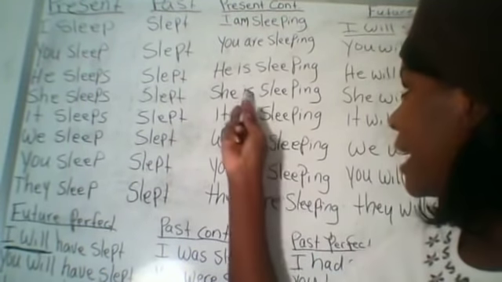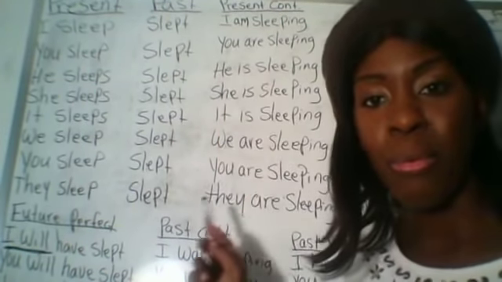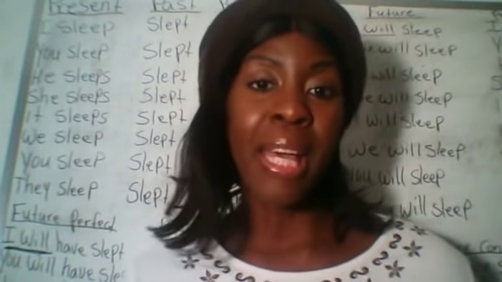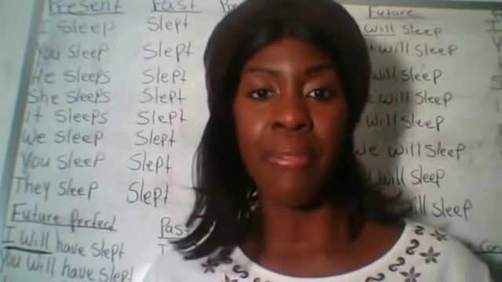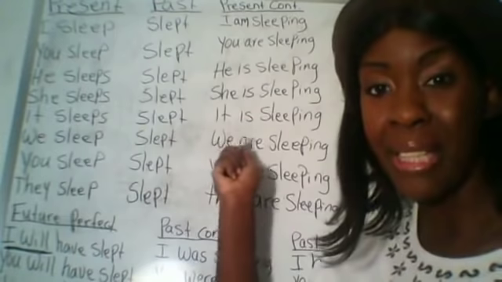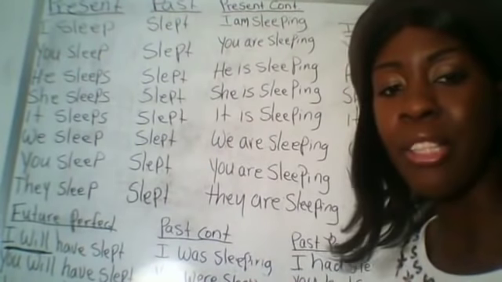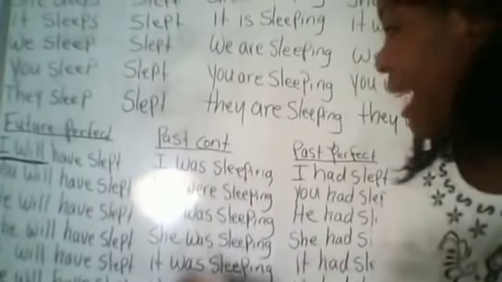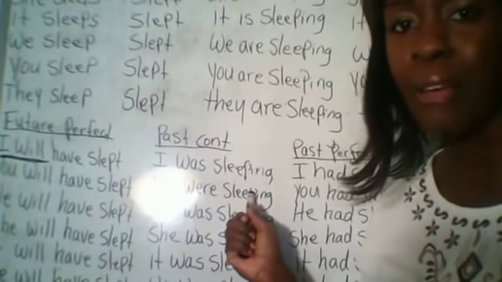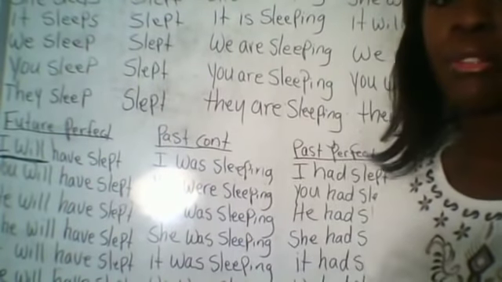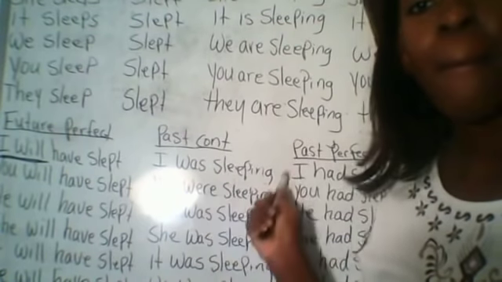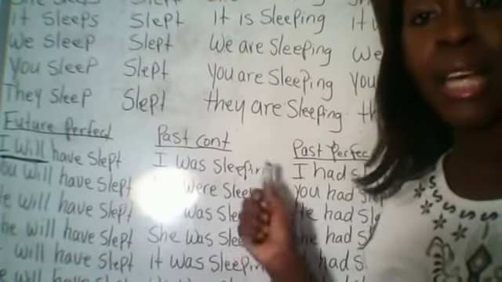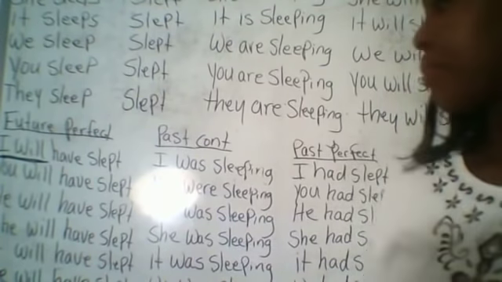OK? Right here. If you are married to someone, you're going to say I am his wife. I am Jason's wife. I am Kevin's wife. I am Victor's wife. Right here, you guys are married, OK? Right here, you guys are divorced. So therefore, you're not going to say I am Victor's wife. You're going to say I was Victor's wife. I was Kevin's wife. I was Michael's wife. I was Adrian's wife. Okay?